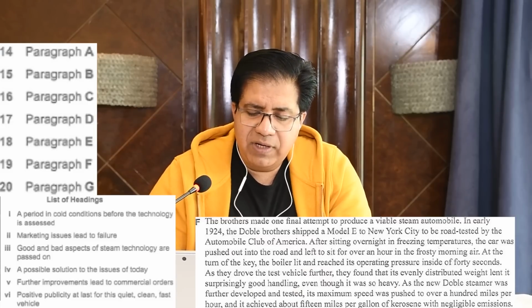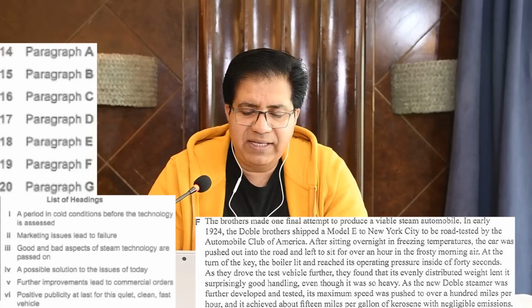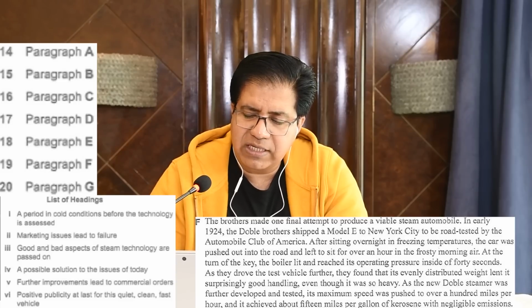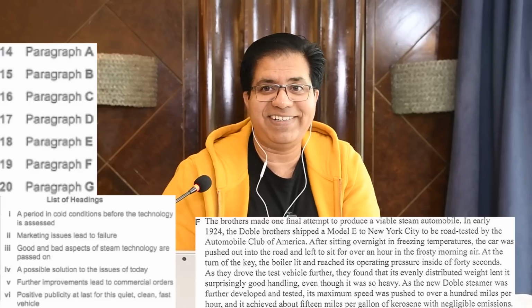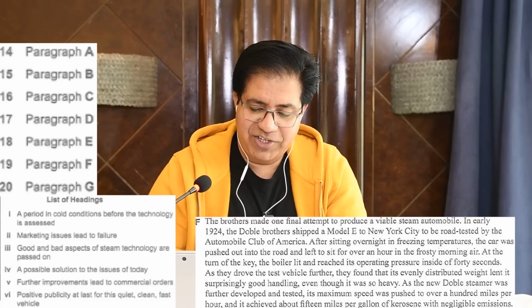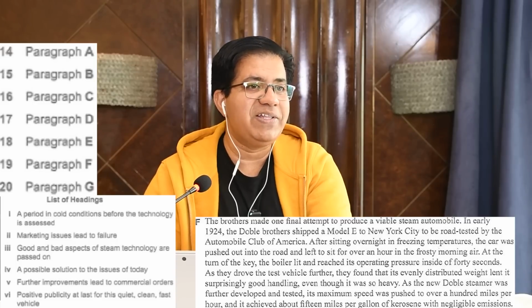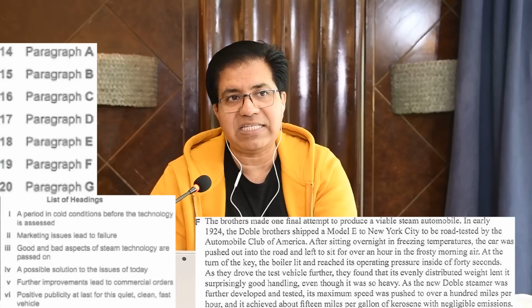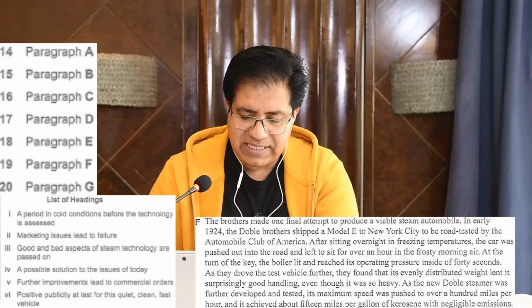The brothers made one final attempt to produce a viable steam automobile. So they are talking about their final attempt. In early 1924, the Doble brothers shipped a Model E to New York City to be road tested by the Automobile Club of America after sitting overnight in freezing temperature. Freezing temperature is a period in cold conditions. Well done. See that? Freezing temperature and period in cold condition. Question number 19. Right answer is heading number 1 and cross 19 as well.